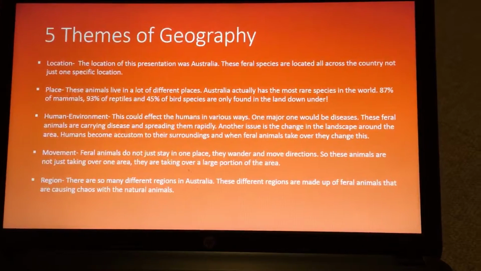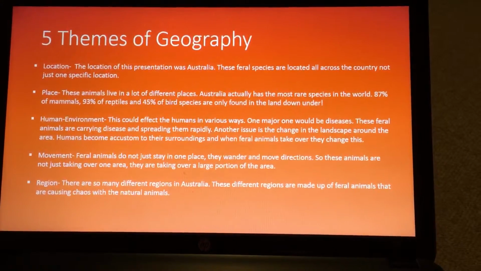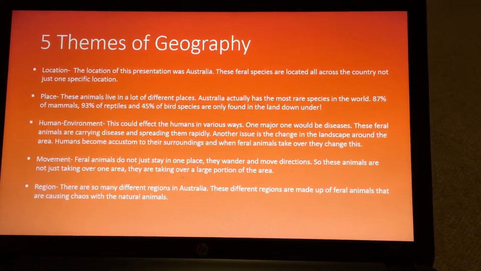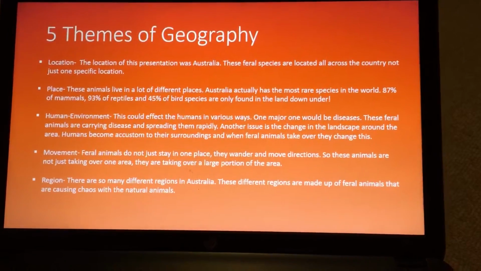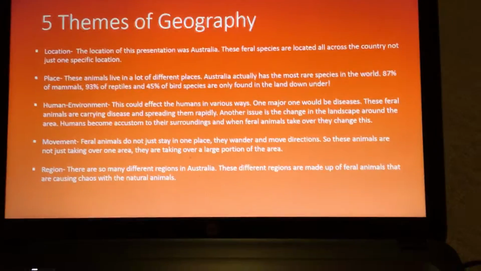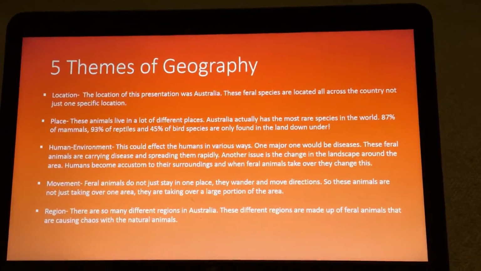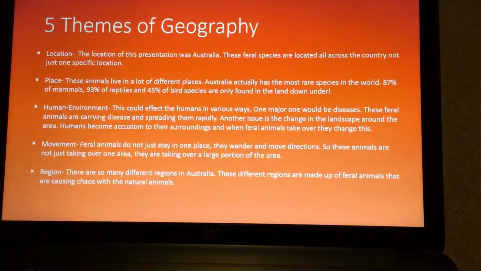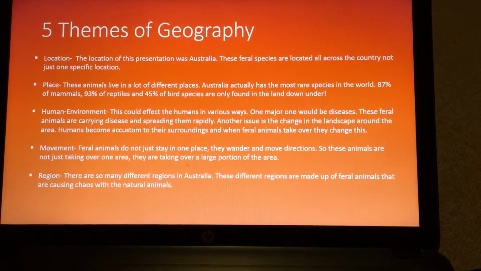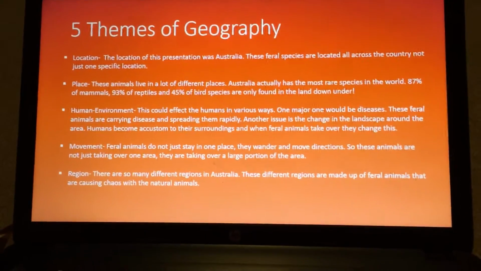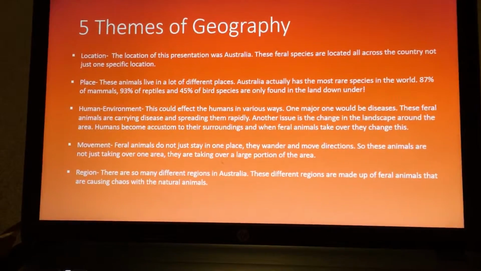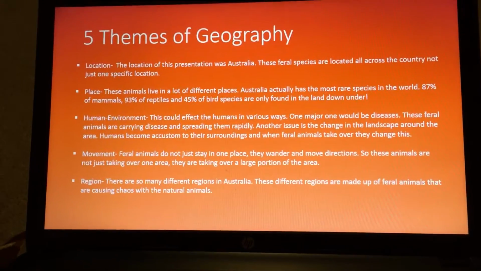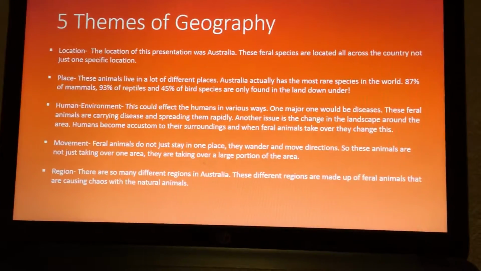And with these feral animals, you know, they're killing all these native animals off. Therefore, they're endangered, and there's not very many of them left. These feral species are located all across the country. They're not just in one specific location. They travel, they move, and they're not going to stay in one spot very long. And they reproduce. So, of course, they're taking over the native animals in their habitats.